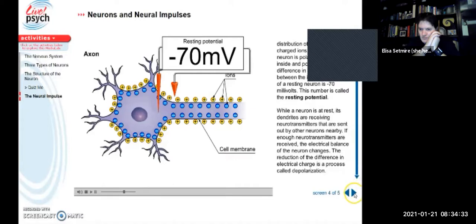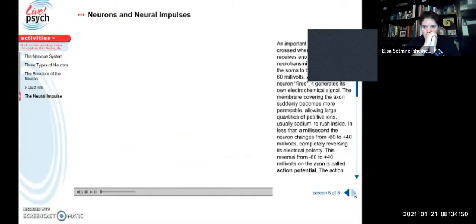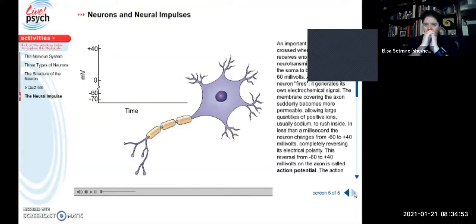While a neuron is at rest, its dendrites are receiving neurotransmitters that are sent out by other neurons nearby. If enough neurotransmitters are received, the electrical balance of the neuron changes. The reduction of the difference in electrical charge is a process called depolarization. An important threshold is crossed when the neuron receives enough neurotransmitters to depolarize the soma between negative 65 and negative 60 millivolts. At this point, the neuron fires. It generates its own electrochemical signal.